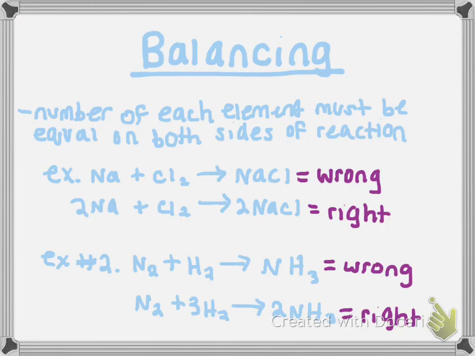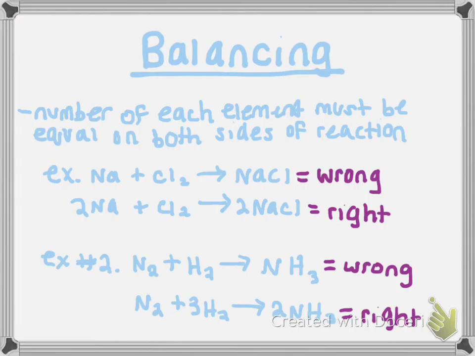Okay, so an example here that's wrong would be Na plus Cl2 equals NaCl. The reason why this is wrong is because Cl is a diatomic, so there's 2 of them on the left side, and on the right side there's only 1. So that's not equal. So the right way would be 2Na plus Cl2 equals 2NaCl. So on the left side, we have 2Na and 2Cl, and on the right side, we have 2Na, 2Cl. So the number is equal.